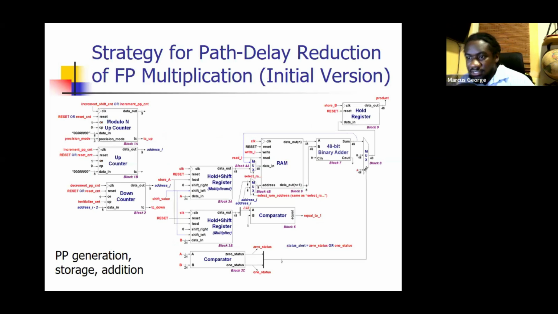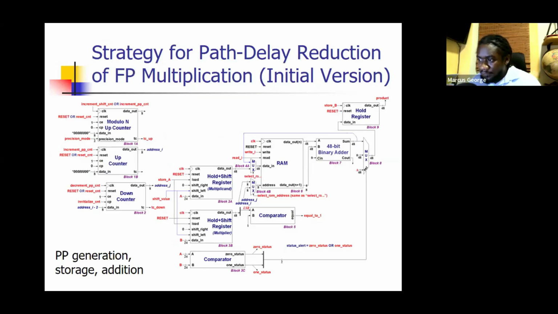So this is the data path design for our 24-bit binary multiplier system with partial product storage. We use a RAM block to allow the storage of the partial products, and then we have to retrieve the partial products from the RAM before we actually do the accumulation process. And that storage process is actually taking a lot of time.